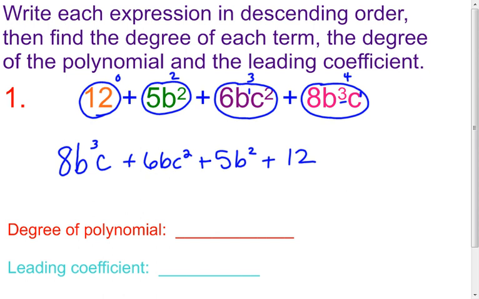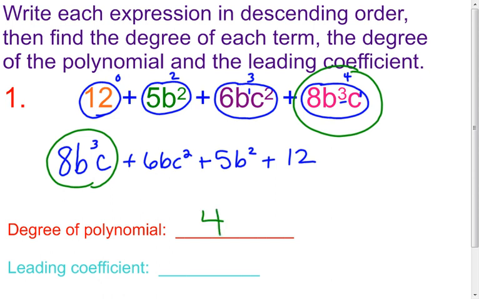The degree of the polynomial is the highest degree of any term. So in this case, this term right here had the highest degree. It's also written right here. That term right there has the highest degree. It has a degree of 4. So the degree of the polynomial is 4. And the leading coefficient is the number that's in front of that term. So that would be an 8 in this case. Okay?